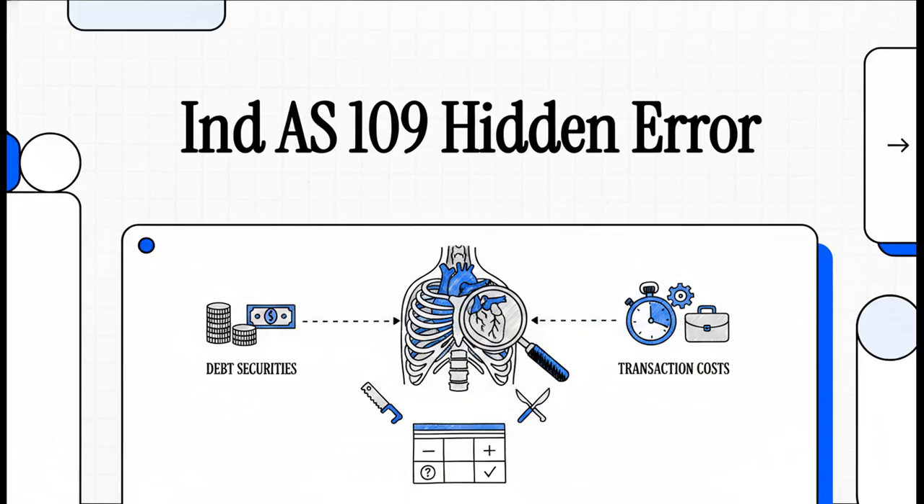We're absolutely thrilled to have you with us today because we've got a fantastic, highly analytical breakdown lined up for you. Today, we're taking a surgical look at debt securities and transaction costs. Now, I know it sounds pretty straightforward, but as you'll see, there's a hidden pitfall here that trips up even seasoned professionals. We're going to conduct an accounting autopsy on a real-world financial statement to see exactly where things went wrong, and more importantly, how to get it right.